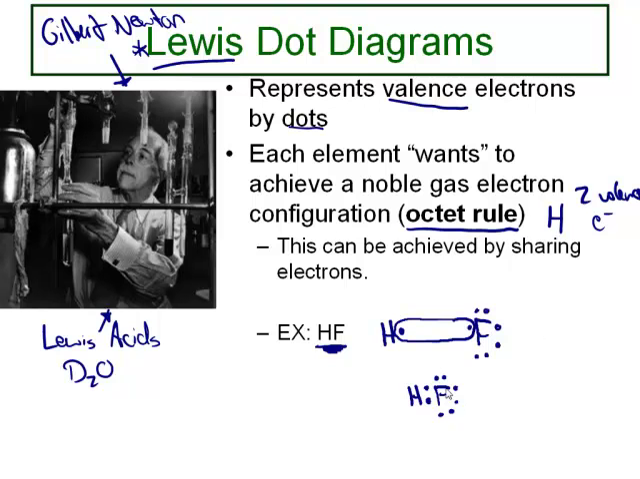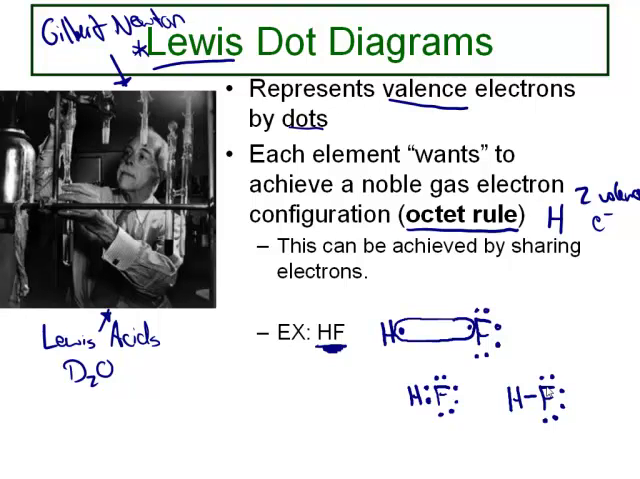Now, this is one way I could draw it, but you're going to more commonly see me draw it like this, where I use a dash to represent a pair of shared electrons, and then dots to represent electrons that are not used to form bonds, okay? This is another way I can represent the hydrogen fluoride molecule, okay? And that would be its Lewis dot diagram. And there we go.